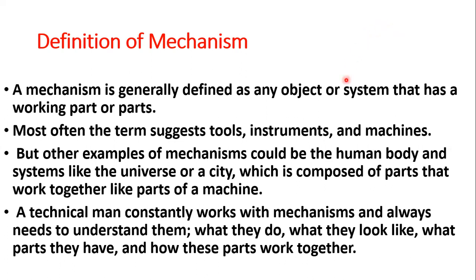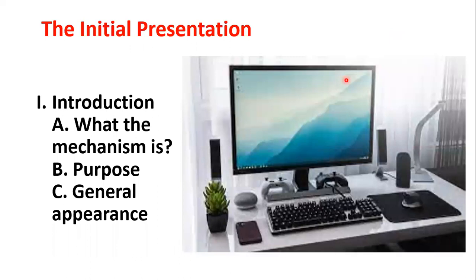Students, in this video we are learning how to write mechanisms of different machines. As we start writing about mechanisms, we can divide this report into three main sections. The first portion is the initial presentation. Clear? In the initial presentation, we explain what machine or function or theory or mechanism we want to talk about.